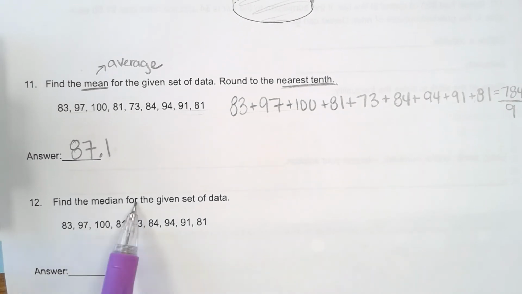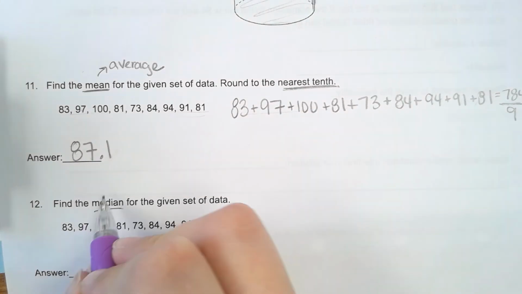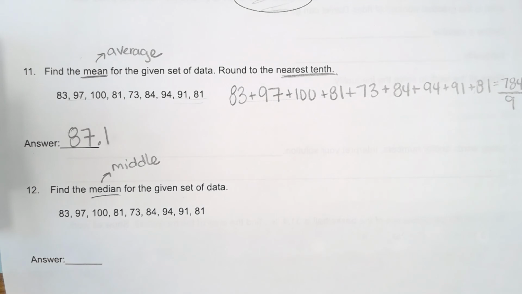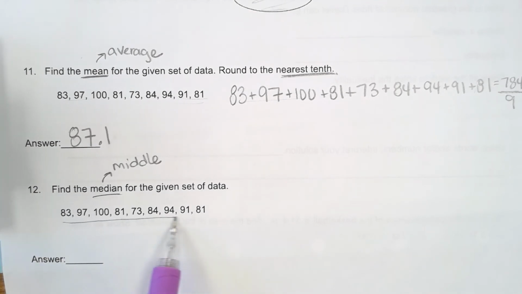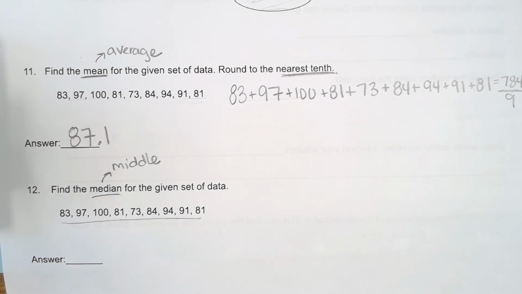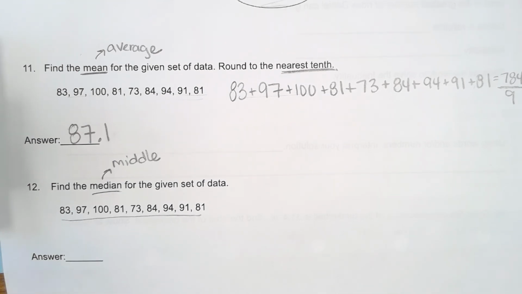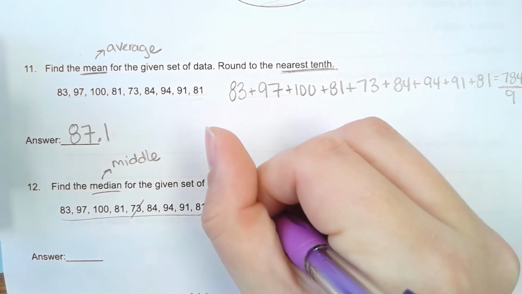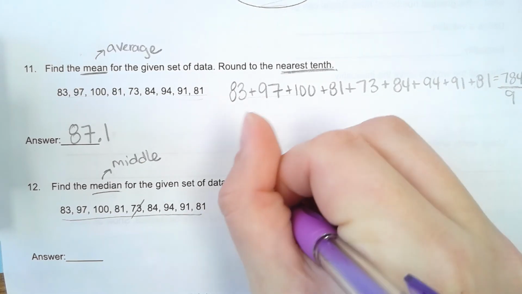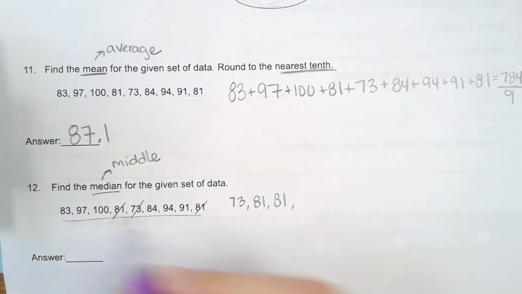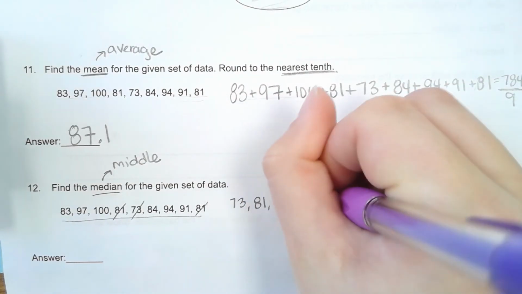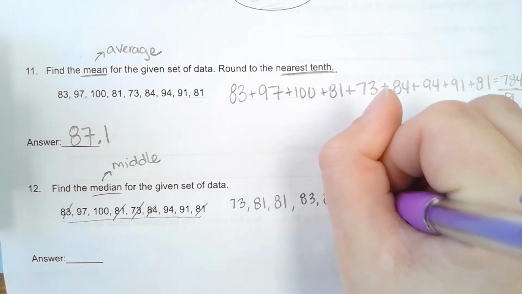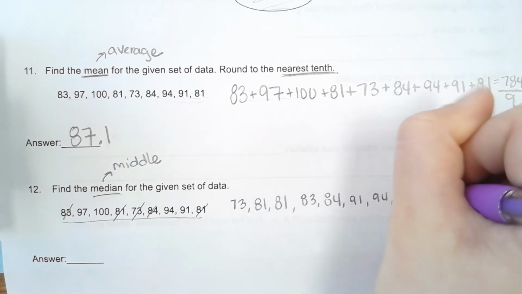All right, number 12, find the median for the given set of data. So median, if you guys remember, means middle. But the thing that you guys have to remember about the median is you have to list these numbers in order from least to greatest first, and then you can find out which one's the middle one. So let's do that. So our smallest number is 73. Then we have an 81 and another 81. We have an 83, 84, 91, 94, 97, and 100.